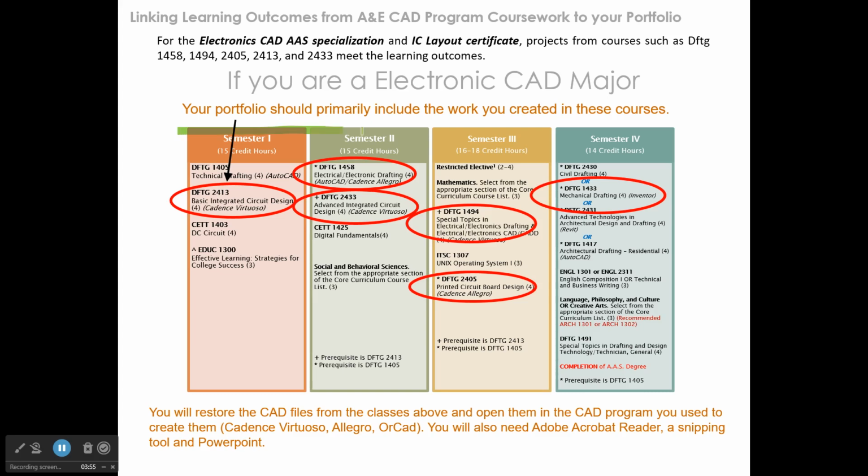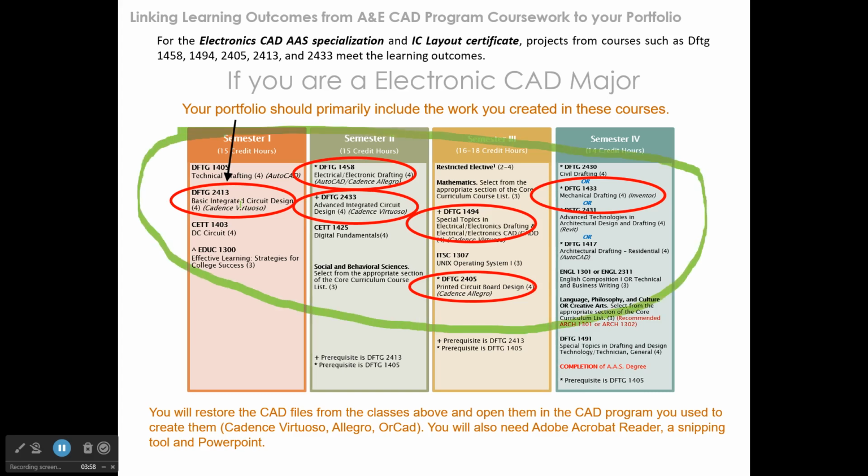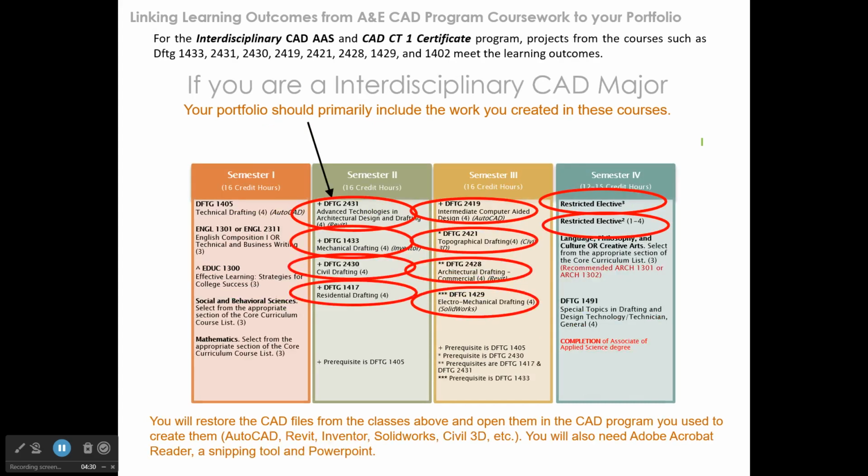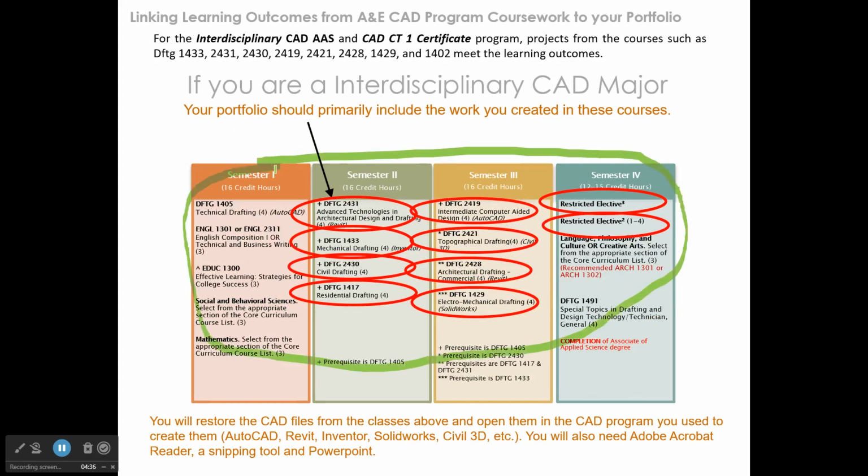Electronic majors will draw their coursework from these courses, including Integrated Circuit 1, Integrated Circuits 2, Printed Circuit Board, Integrated Circuits 3, and then they can choose some other things like electrical, electronic drafting, and maybe even the mechanical drafting course where they used Inventor. Although actually another good course could even be the mechanical, electrical, plumbing course from the architectural program, as long as you've taken the Revit prerequisite. Interdisciplinary CAD majors will choose from the courses on their degree.